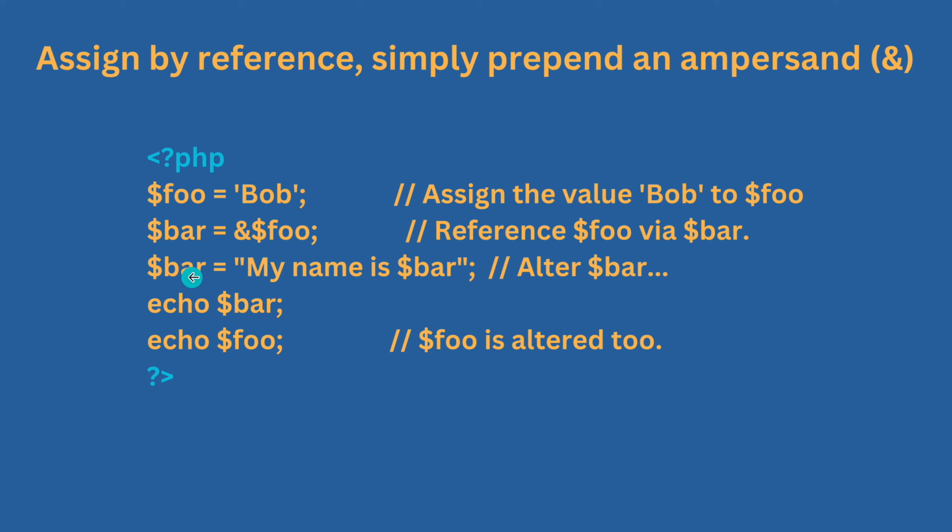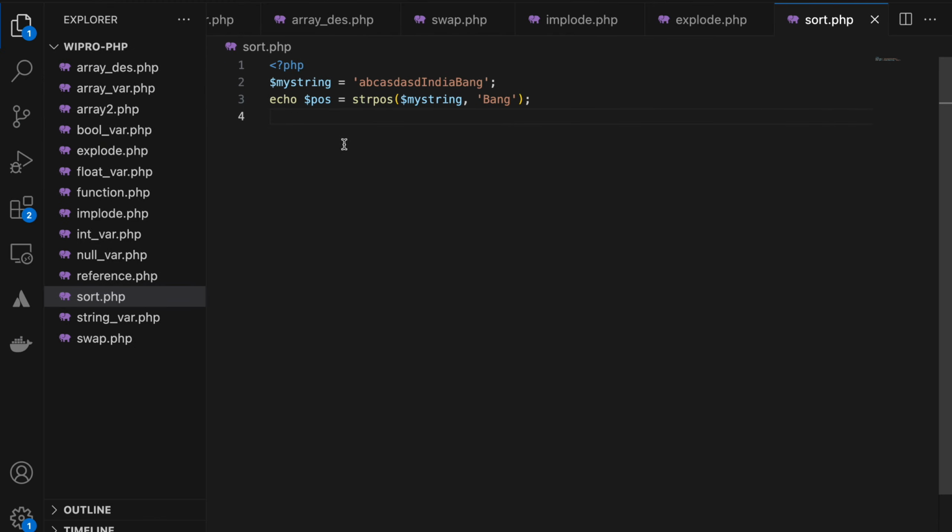Now I am writing bar equal to means the address held by foo is now the same address held by bar. Now I am writing bar equal to my name is $bar. So what will happen? Only this value is going to change, or will this value also change? Let us see this as an example.